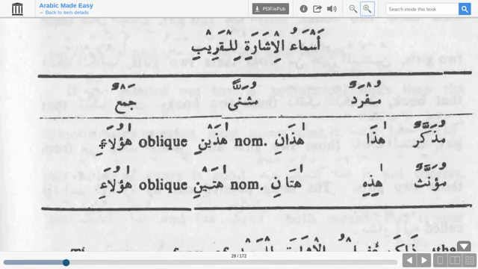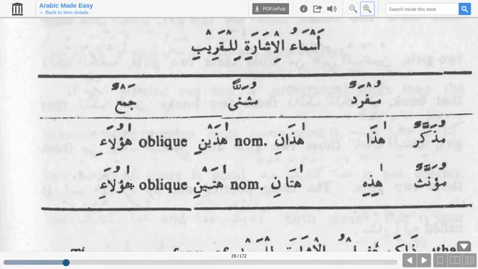Ha'ula'i is the plural. Next, mu'annath, the feminine. Now we don't say hada, we say hadihi. The dual, hadihi. That dal becomes ta. Hatani. Hataini. Ha'ula'i, the plural is the same. The plural for the jam' mudhakkar and the jam' mu'annath, ha'ula'i, is the same.